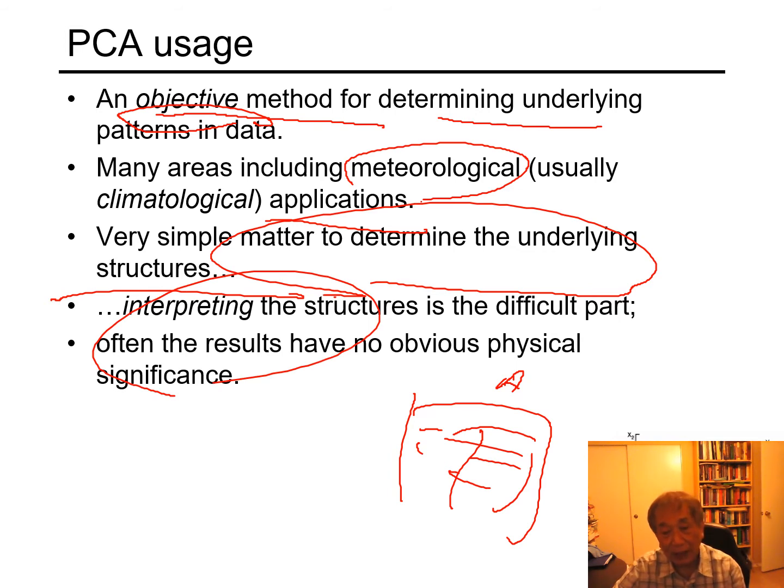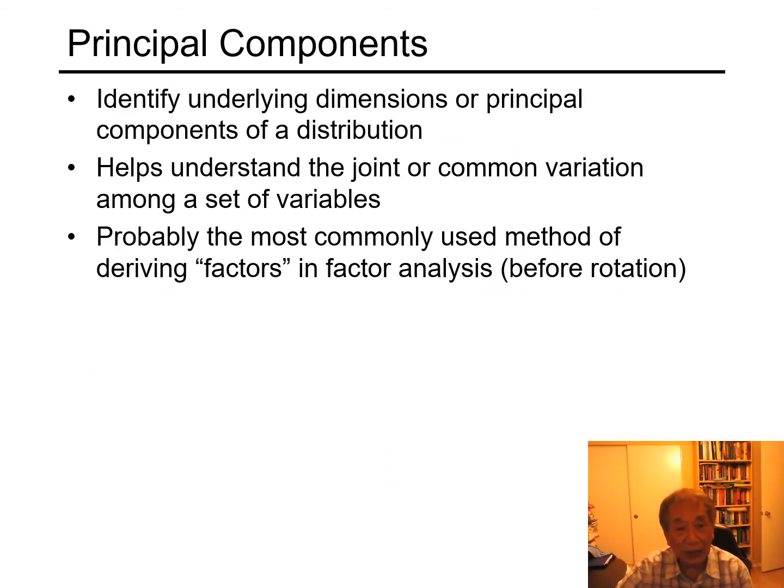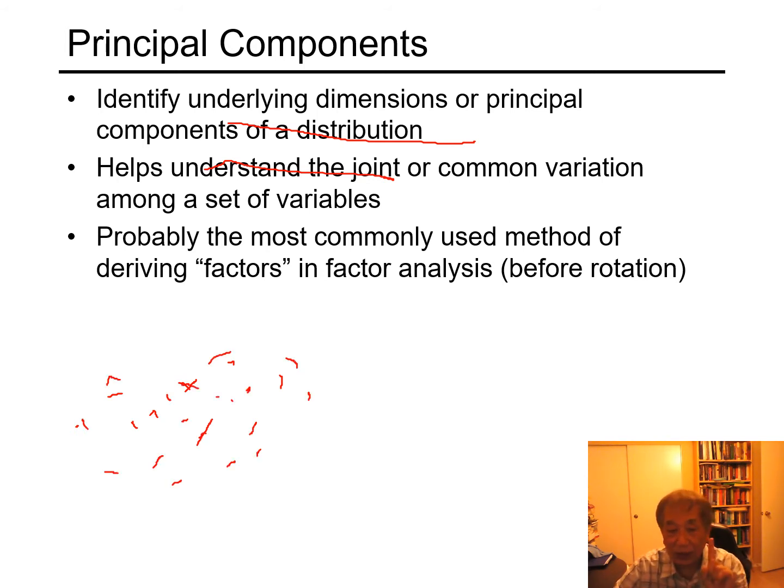So I'm going to show how they look. That actually is a matter of inverting a big matrix. So identify the underlying dimension or principal component of a distribution. So we have a fairly complicated pattern of dots. This is not just two-dimensional dots, but it can be multi-dimensional. So multivariate analysis can be used for multiple dimensions, higher than 3 dimensions.